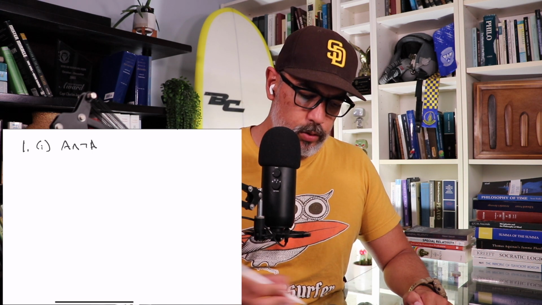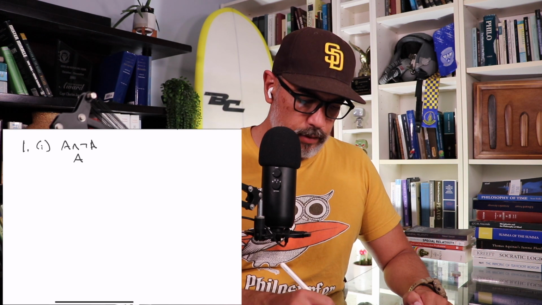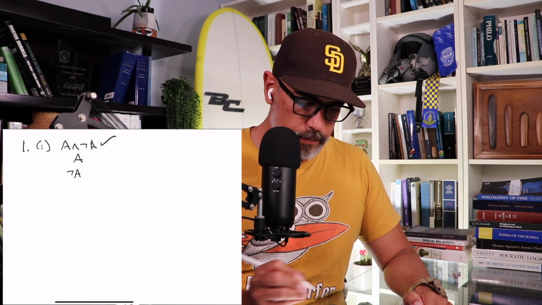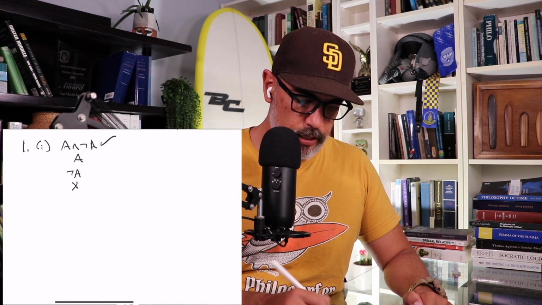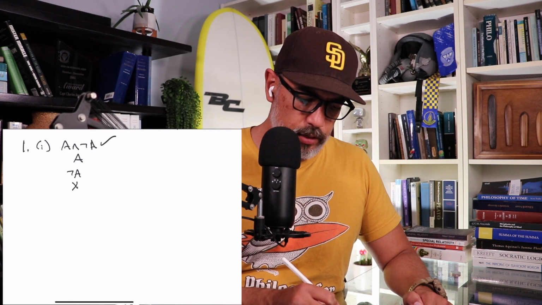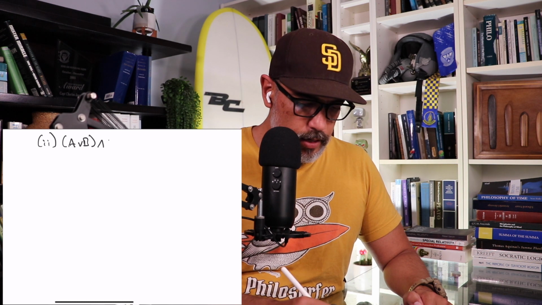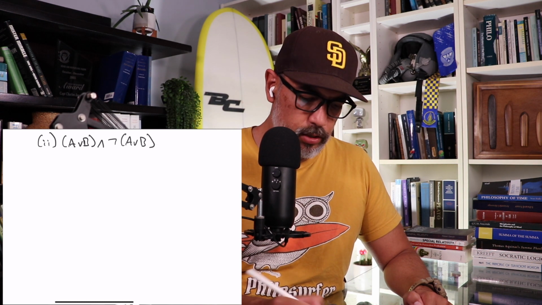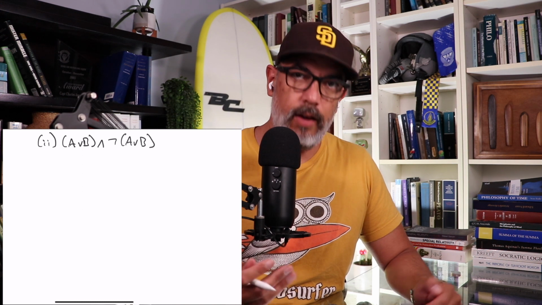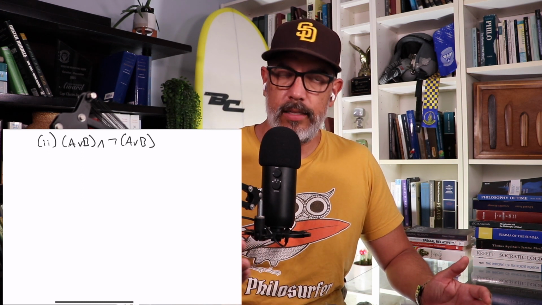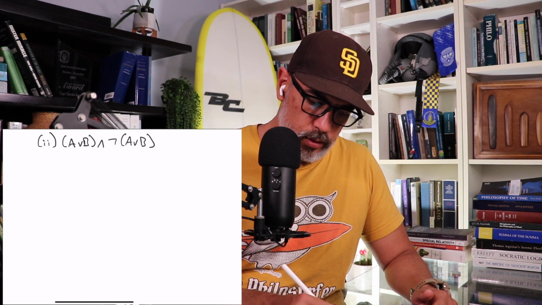So let's start off with number 1, and that is A and not A, and that is an obvious contradiction. We'll use the conjunction rule. That gives us A, not A, and we have a closed branch because it's A, not A, and that is a contradiction. Number 2, A or B and not A or B. This is also a contradiction in the same way the last one was. You have something and not that something, but we can't just do it like that.